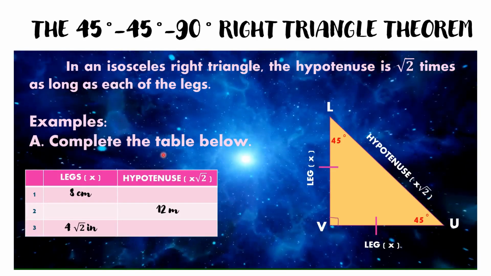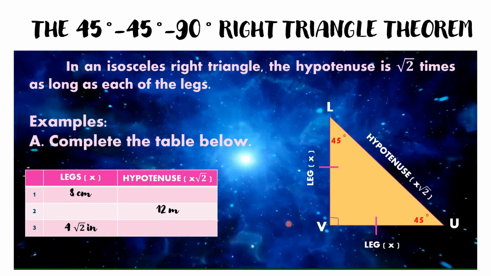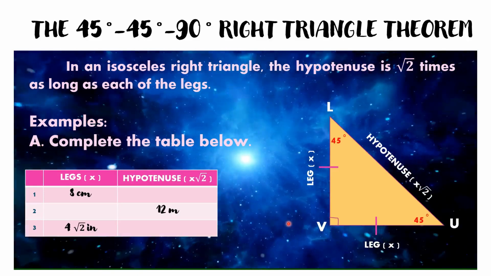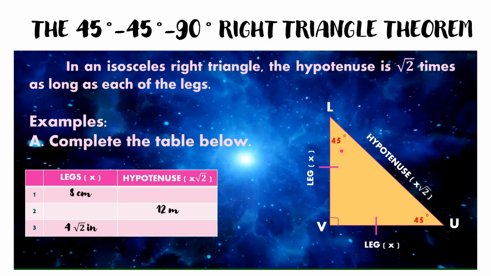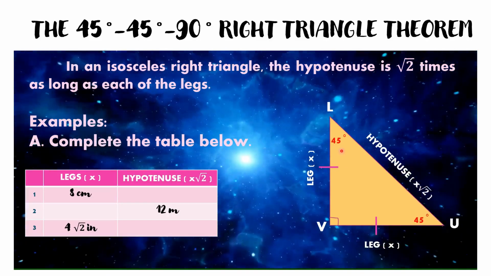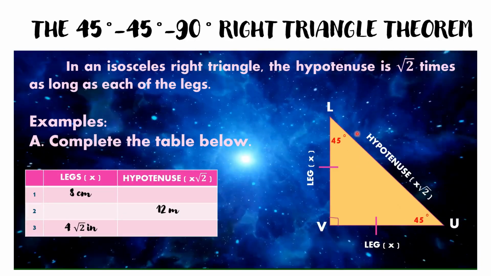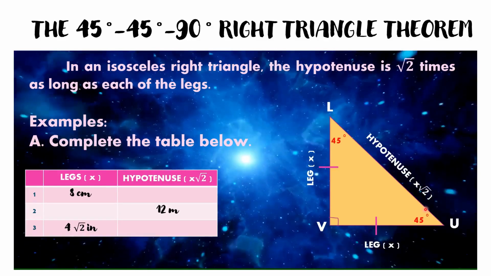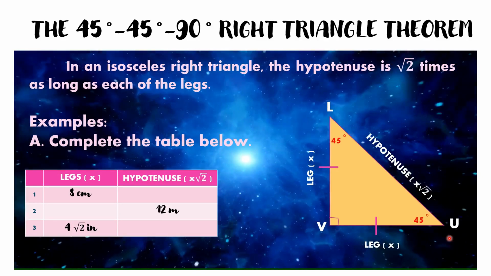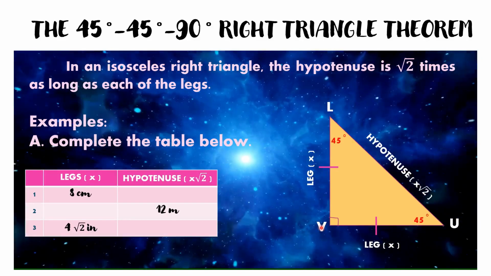Complete the table below. Given right triangle LUV as an isosceles right triangle, because angle L measures 45 degrees and angle U measures 45 degrees. So LU is our hypotenuse, VU is our leg, and LV is also our leg.